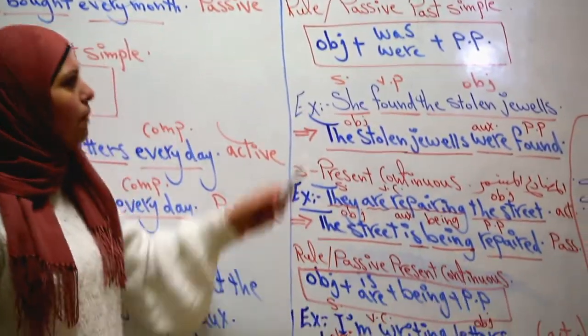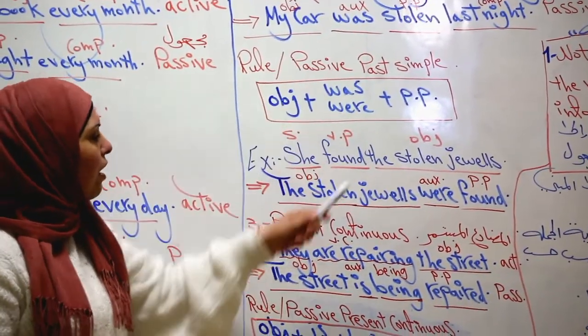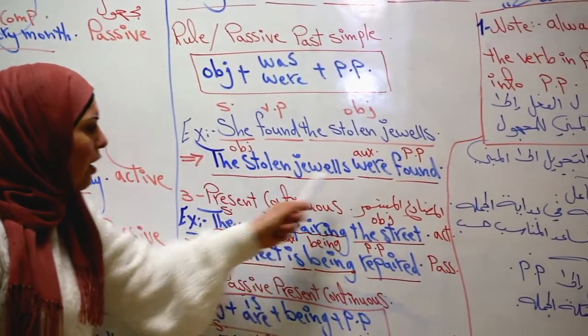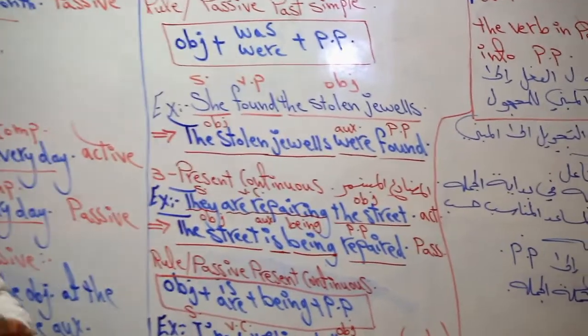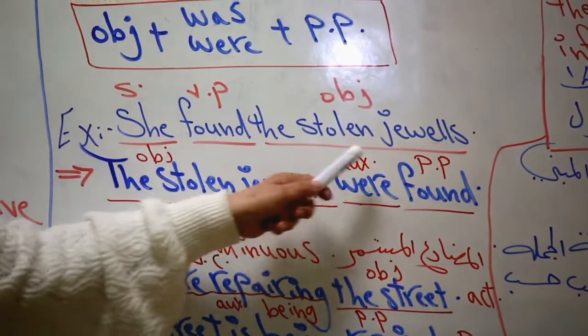Now another example, because this is about "was", which is singular. My car, here I have what? Where? The stolen jewels, which are what? Which are plural. So I have: She found the stolen jewels.